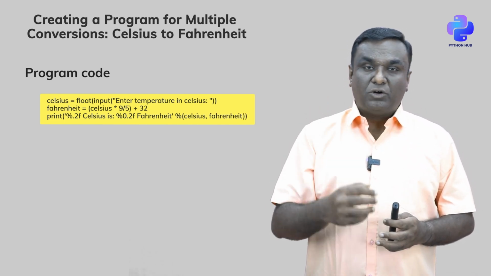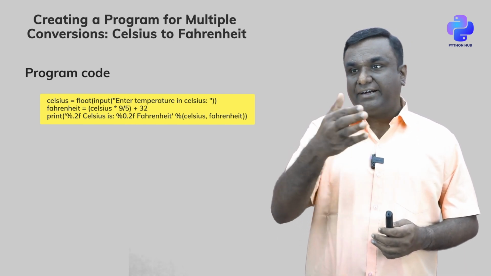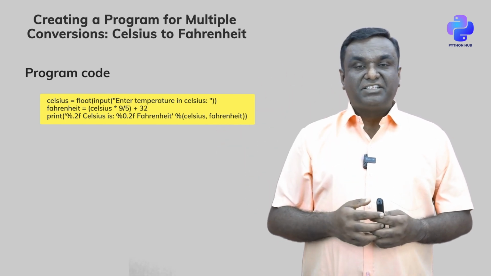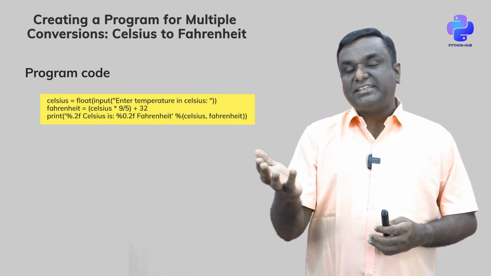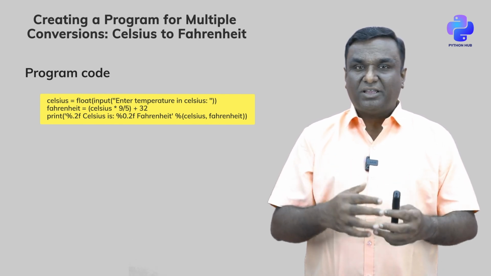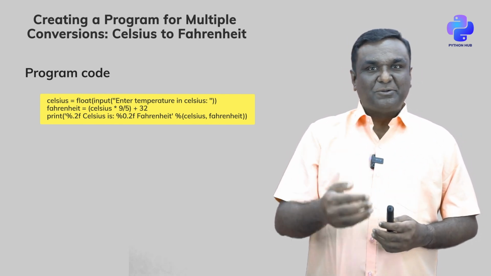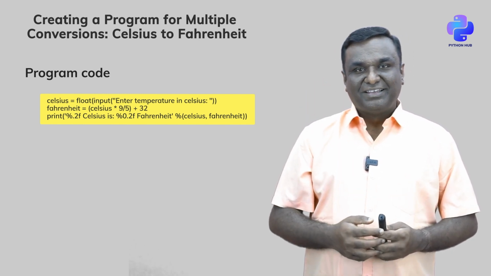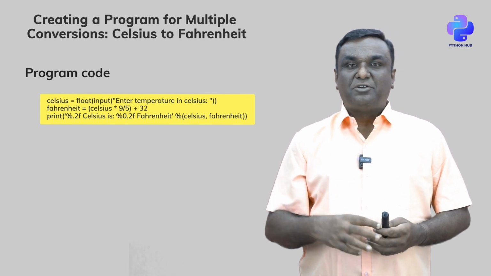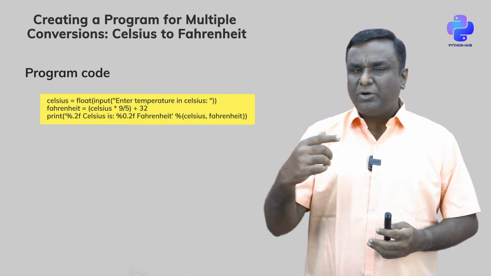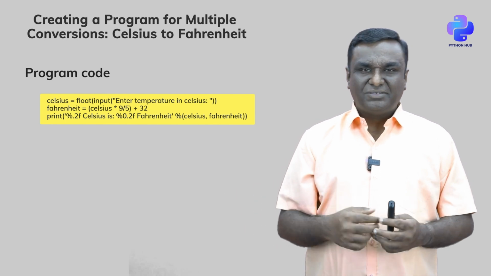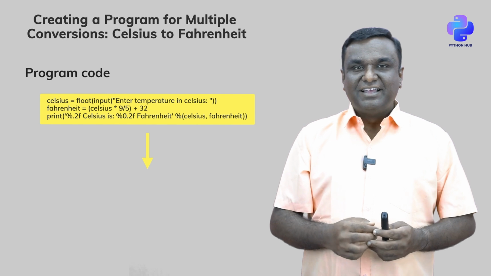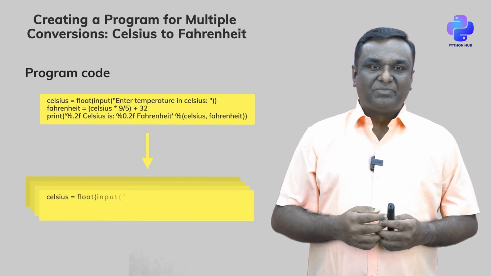So Celsius equals float, and you're accepting input like 'enter temperature in Celsius'. The data can come in any form, but you're asking the data to come in Celsius format. And then you're converting Celsius to Fahrenheit. You know the formula for conversion: Fahrenheit is equal to Celsius times 9 divided by 5 plus 32. This is the formula that you apply to convert Celsius to Fahrenheit. Now, are you going to write that formula for every line of code? No. You create a function, you pass input parameters and you get output in the form of Fahrenheit. That's exactly what we have done.